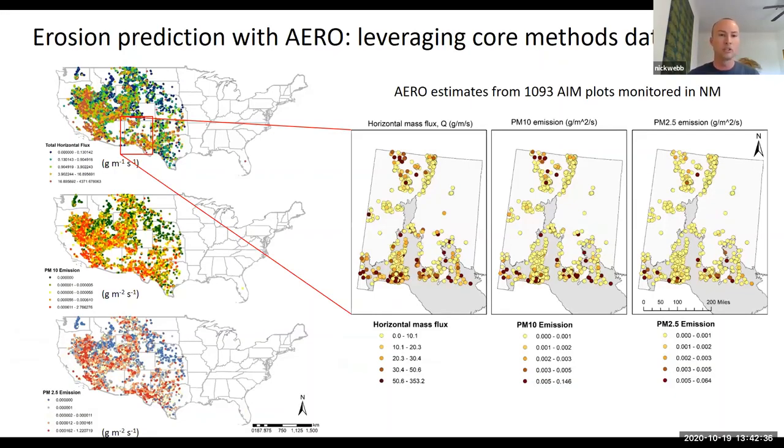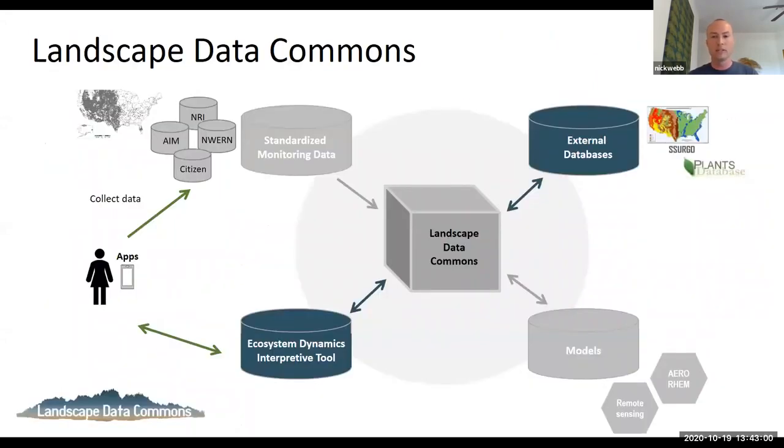AERO estimates include total horizontal sediment flux, so this is our indicator of sediment moving across a landscape at the plot scale, as well as particulate matter emissions like PM10 and PM2.5 that are regulated under the National Ambient Air Quality Standards. So a challenge in producing all of this information is how do we interpret it? And so to do this, we've been looking at how we can link the erosion estimates into ecological site descriptions that are used by managers across public and private rangelands to support management.